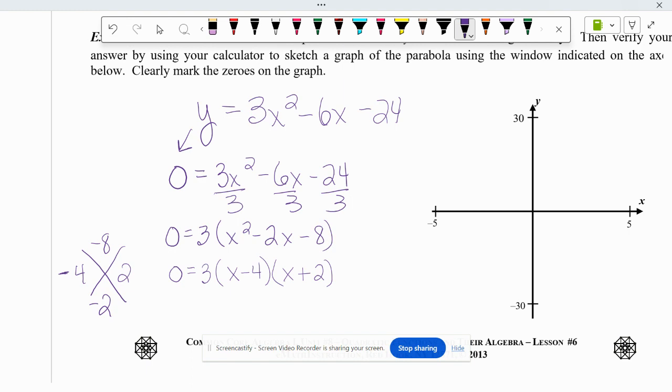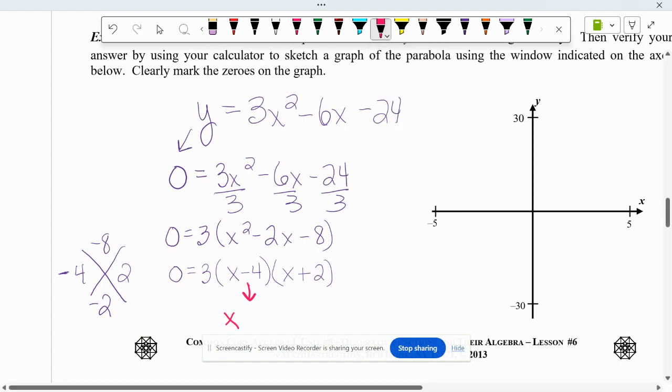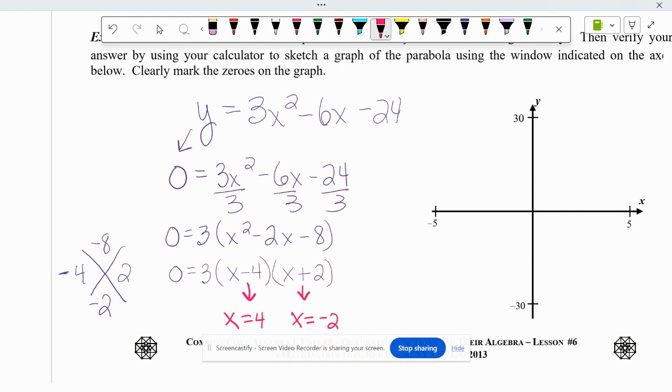If my factor is x minus 4, what is my root? If the factor is x minus 4, what is the root? X equals positive 4. If my factor is x plus 2, what is my root? X equals negative 2. Absolutely.